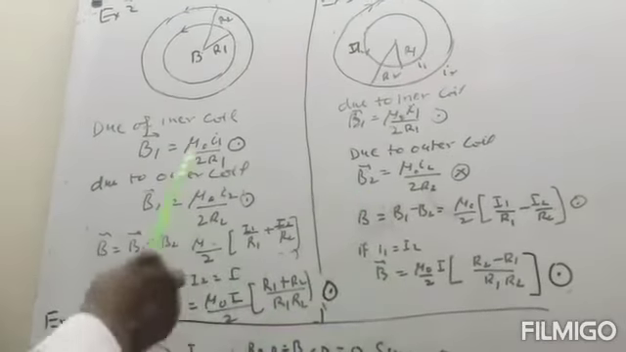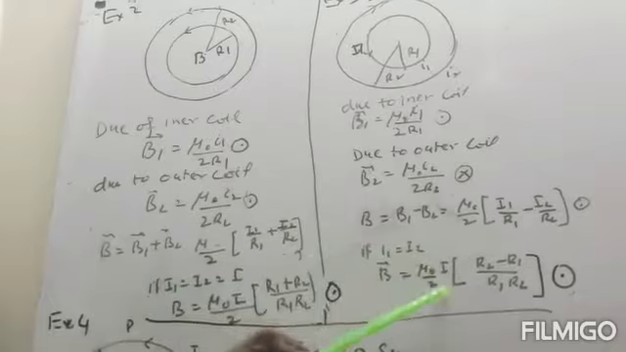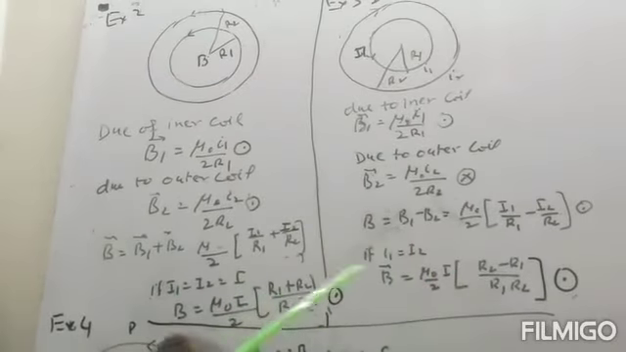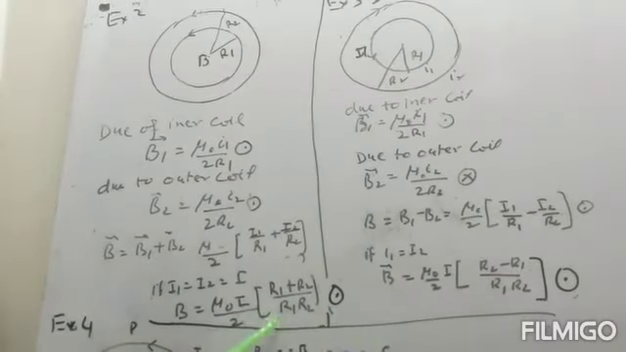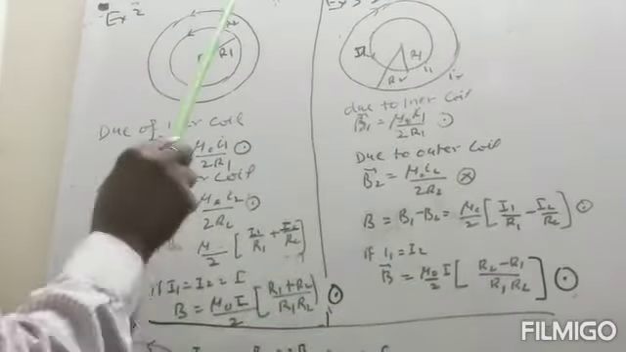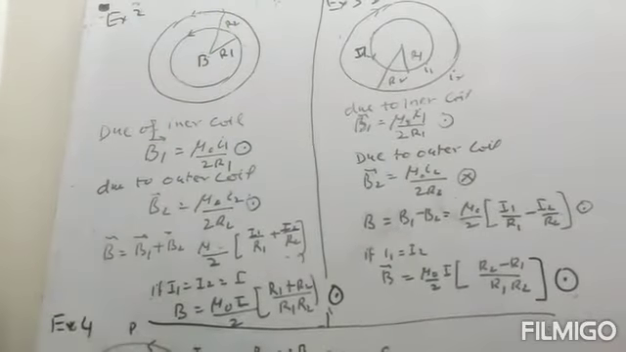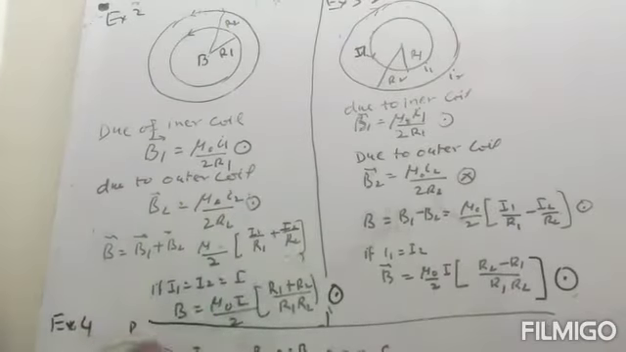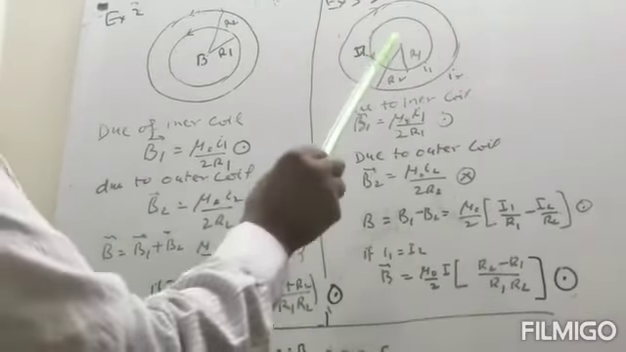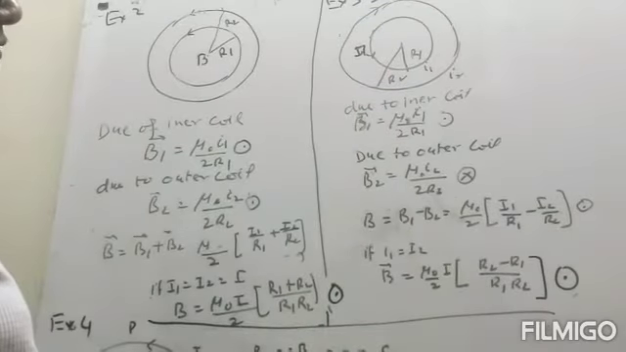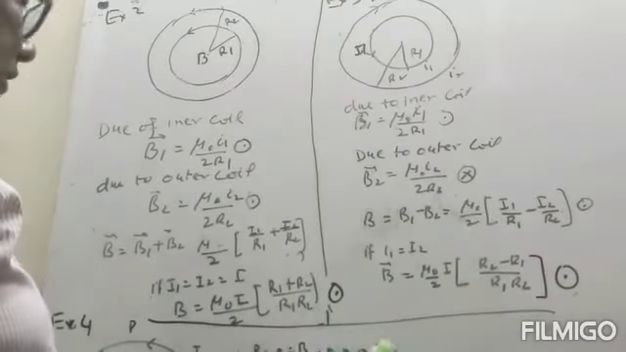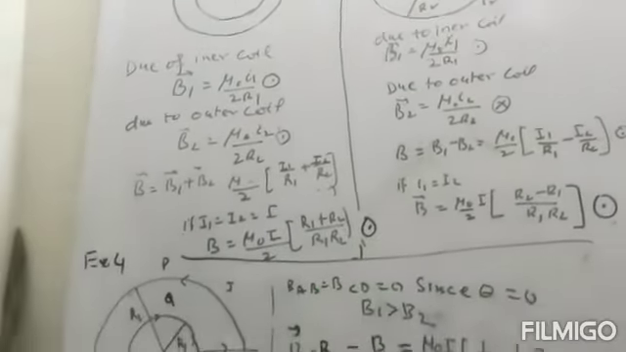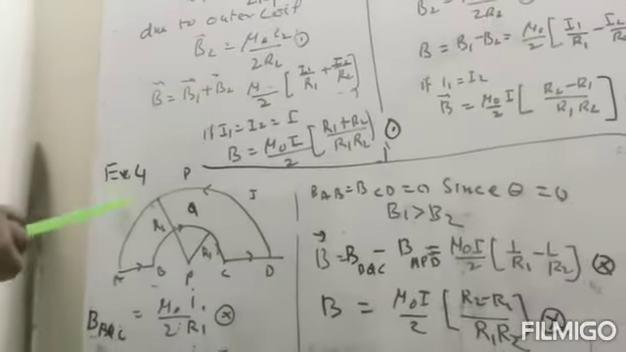So the results are the same. The only difference here is the positive and the negative. It is due to the current. In the first case they were all anti-clockwise, and for the second case one is clockwise and the other anti-clockwise, so it is minus. Now we take the next example, example number 4.